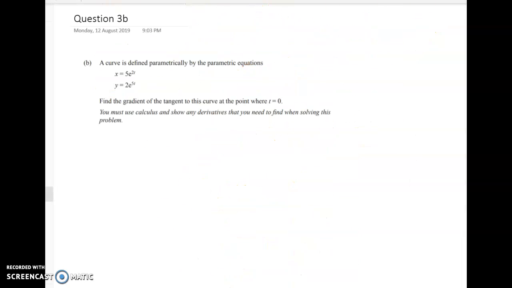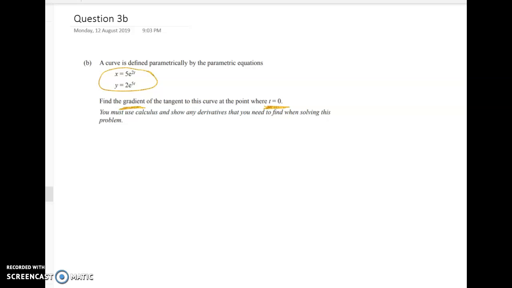Okay, 3b, what have we got? We've got another parametric question. So this is the second one in last year's paper that had parametric in it, but this one's quite a lot easier than the first one. So we've got a curve defined parametrically by these two equations, and we have to find just the gradient of the tangent to this curve where t equals 0.